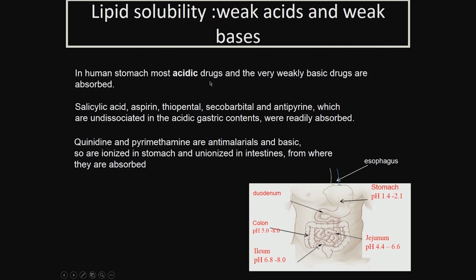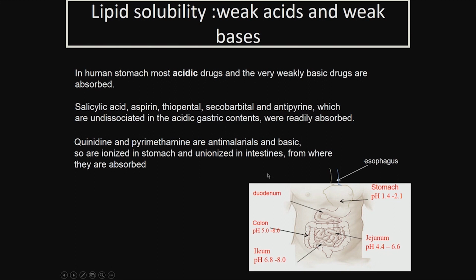In the human stomach, most acidic drugs and the very weakly basic drugs are absorbed. So, that is in the stomach. Highly acidic drugs and weakly basic drugs. Salicylic acid, aspirin, thiopental, secobarbital, antipyrin are undissociated in the acidic gastric contents because they are acidic drugs and the pH is also highly acidic. So, they do not get dissociated, so they get absorbed. So, aspirin, that is why it acts very fast.